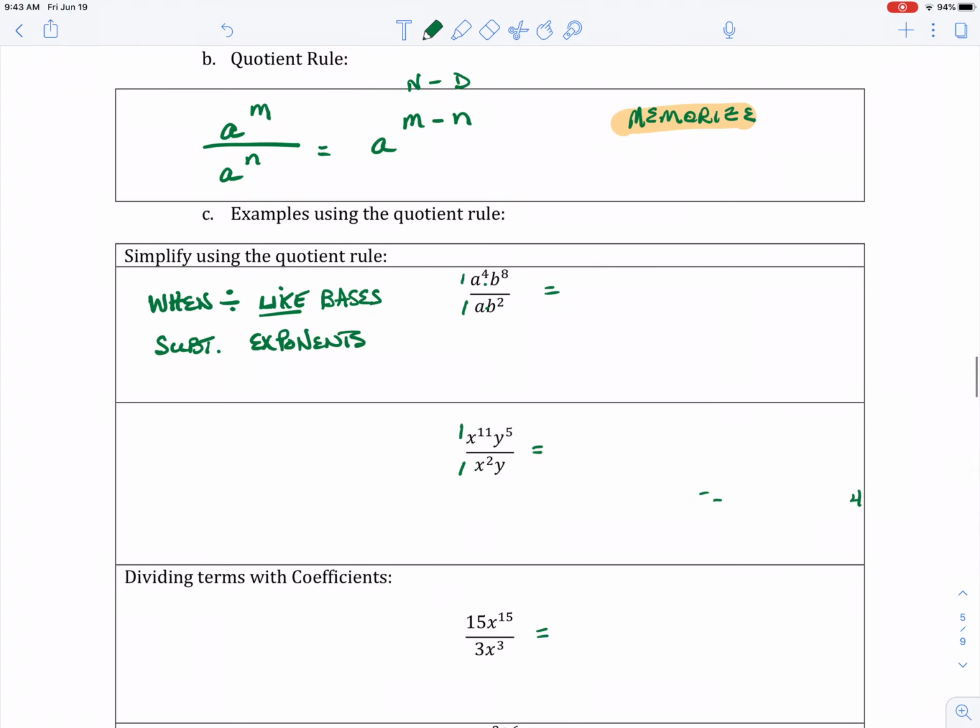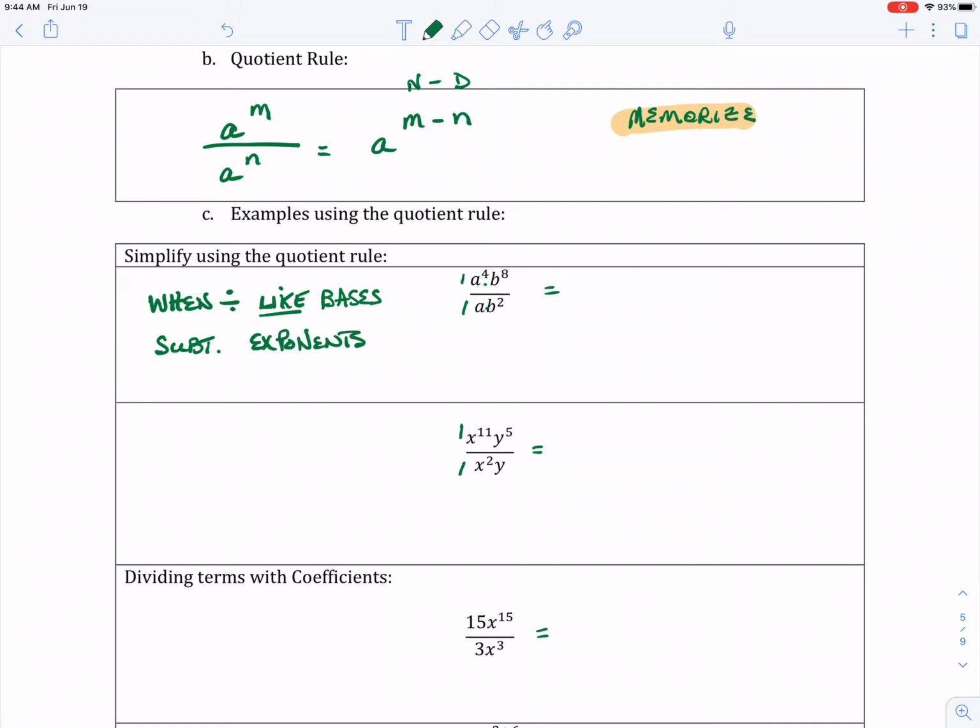It says if you have a base a raised to the power m divided by a like base a raised to the power n, you can write down that base one time and then subtract, starting with the exponent in the numerator, subtract away the exponent in the denominator. So I'm going to work a couple of examples here for you.